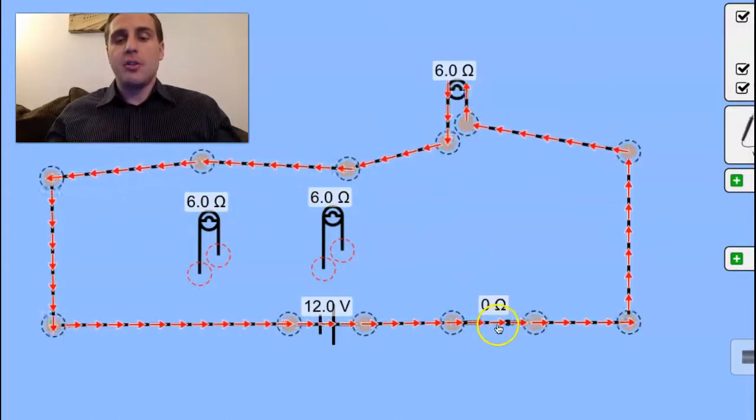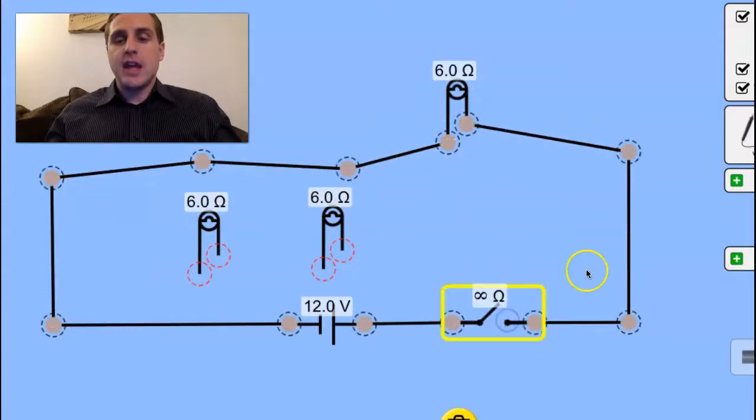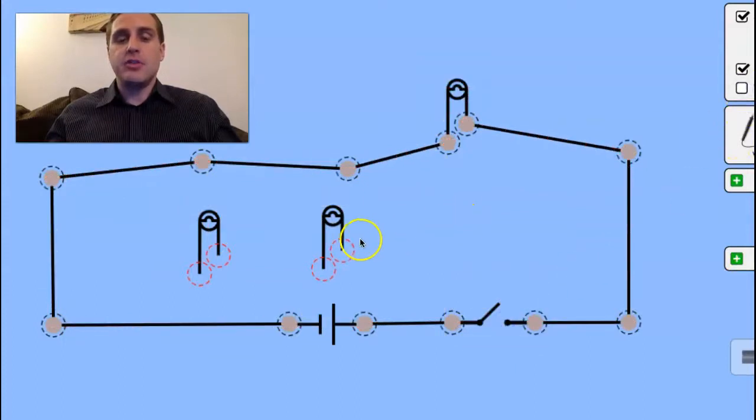In fact, let me open the switch and take off the values so that you can see these devices a little better. Notice this is the standard symbol for an electric bulb. Notice that these are disconnected bulbs. Notice this symbol right here is the symbol for a constant voltage source, usually a battery.